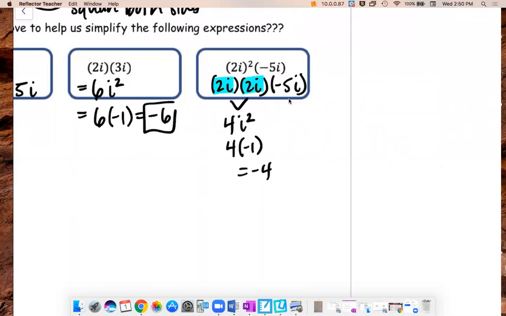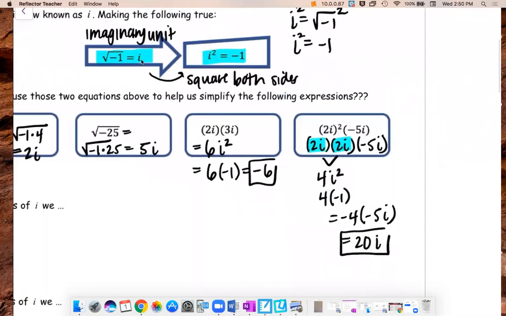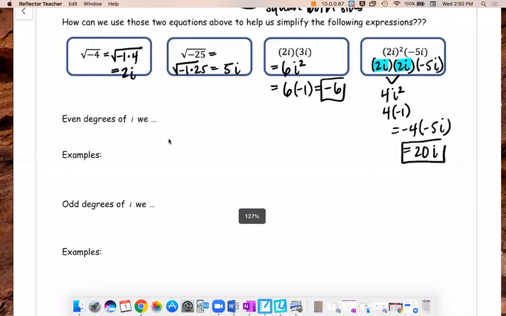And then don't forget, we also have this negative 5i to multiply by. So I'm going to write times negative 5i here. Then if I do negative 5 times negative 4, this becomes 20, and then i. So this simplifies down to be 20i. So that's how you use it. Again, these are the only two things you need to remember. If you see a square root of negative 1, it's i. If you see an i squared, it's negative 1, and vice versa.